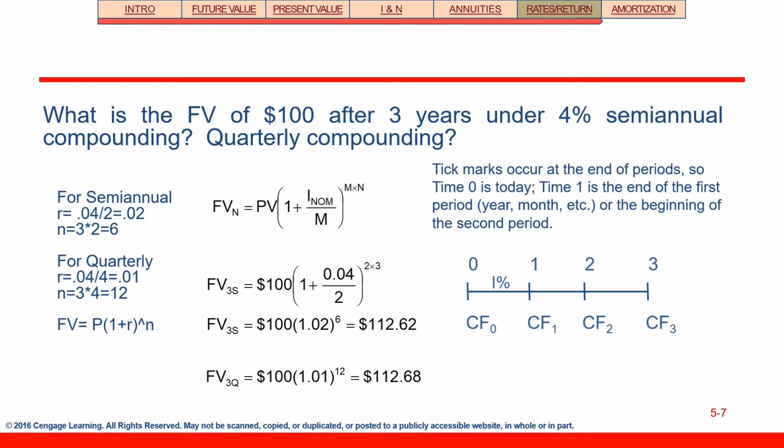But for quarterly, you may also change it. The R will change: 0.04 divided by 4. So our R now is 0.01. Your n will also change. So we have 3 years times 4 per quarter, so we have 12. So our future value is 112.68. Okay. So I will stop.